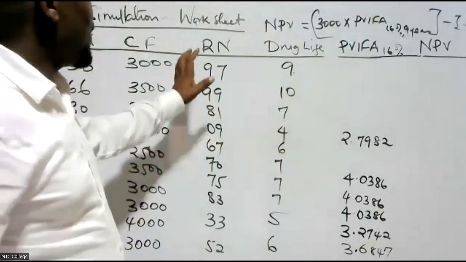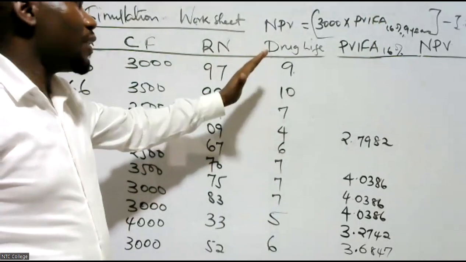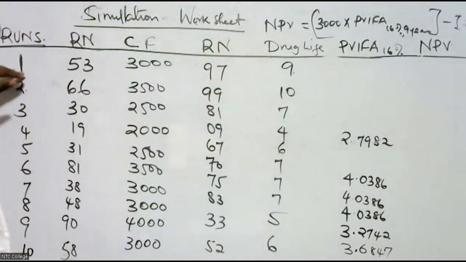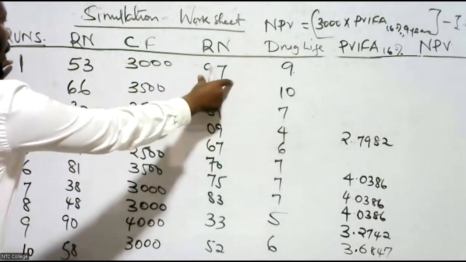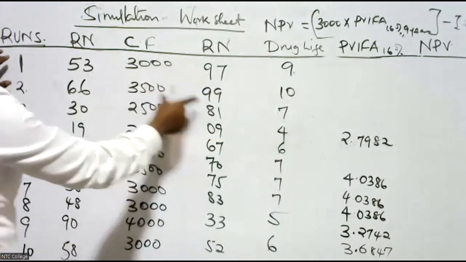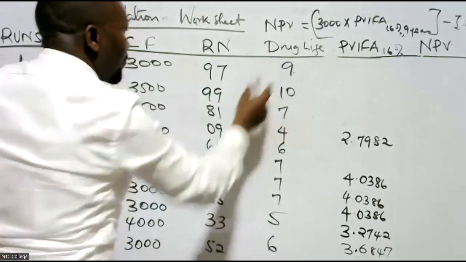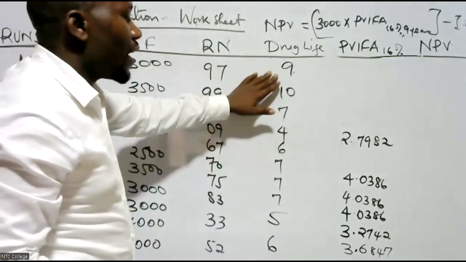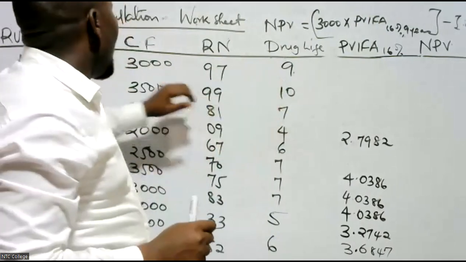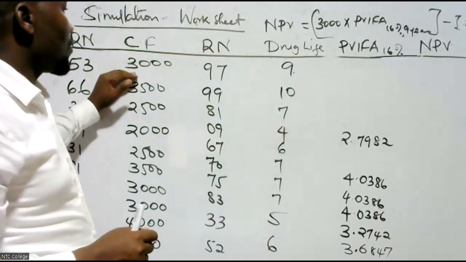You see now, the random number helps us to get the number of years. So in the first attempt, when you use simulation, with the random numbers we are able to get the cash flow and the number of years. We are assuming that the first trial shows that this drug can stay for 9 years, and every year there is an annual cash flow of 3,000.